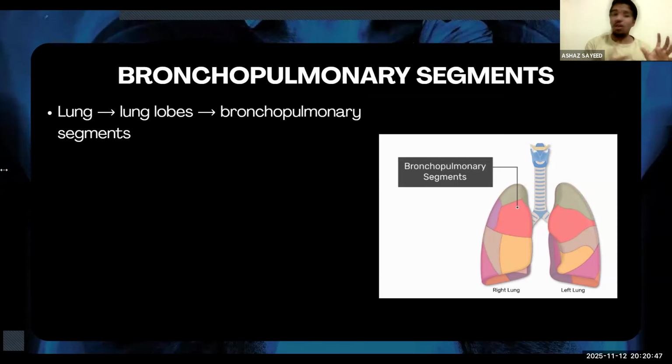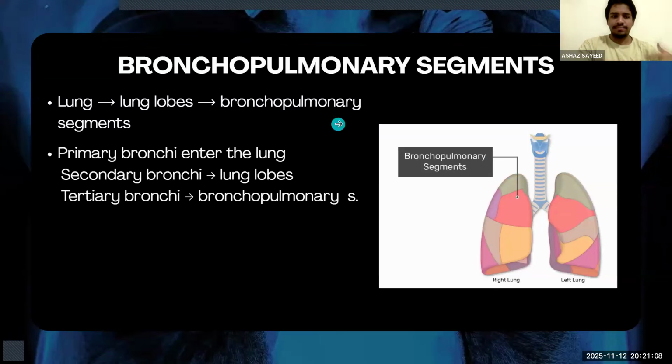Now these lobes are also divided. So you have lungs, you divide the lung into 3 lobes, and then these 3 lobes divide into 10 on the right side. And on the left side, the 2 lobes divide into 9 bronchopulmonary segments, all right? So lung lobes, and then bronchopulmonary segments. Again, you just follow the order.